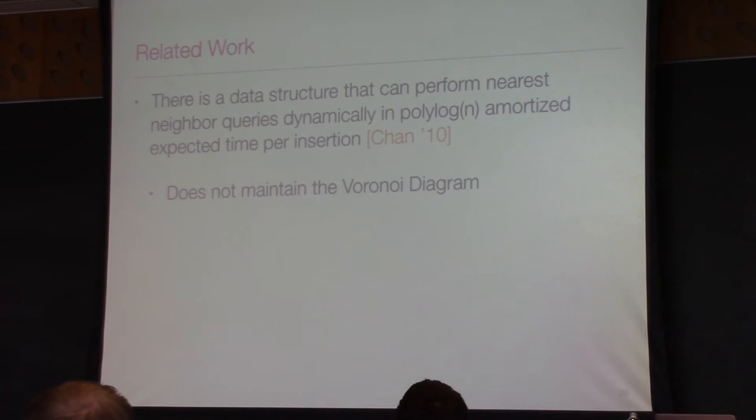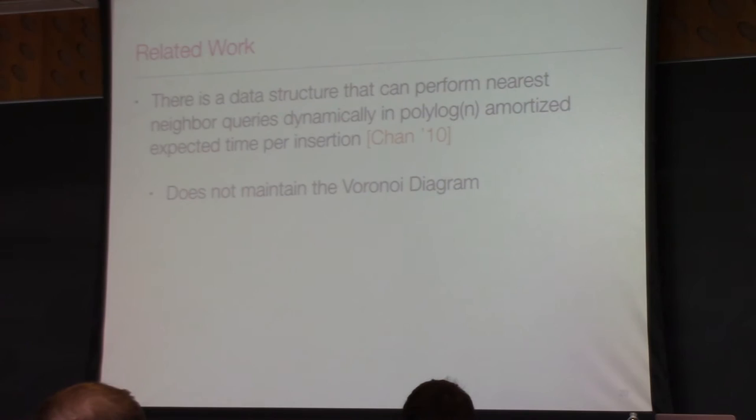Some related work. There is a data structure that can perform one nearest neighbor queries in the plane, dynamically in polylog amortized expected time per insertion, but it doesn't maintain the diagram. That's the drawback: if you wanted to do any kind of query other than a nearest neighbor query, where you're just finding the closest point or identifying what cell you're in, you would be out of luck. For example, like Garrett had suggested, the Delaunay triangulation. You might want to check if two points have an edge between them, and you would need the diagram to be able to do that.